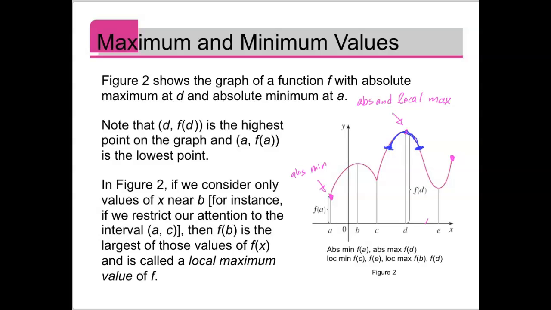So the definition, to be able to have a local max or a local min, it has to be contained within a neighborhood of points on both sides. If it's an endpoint, it can be the absolute minimum or absolute maximum, but it will not be a local min or local max. Does that make sense?